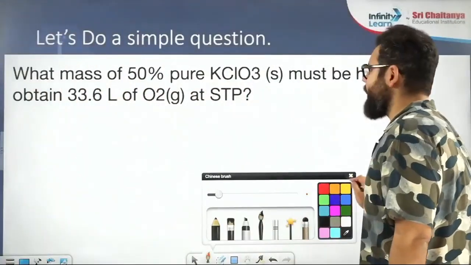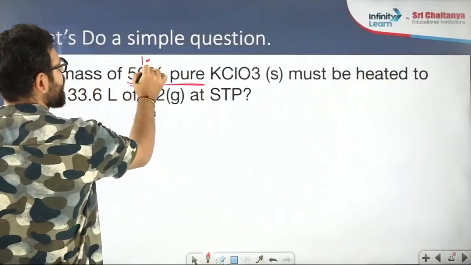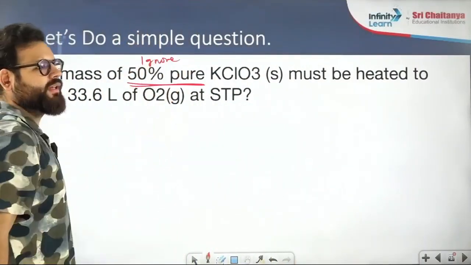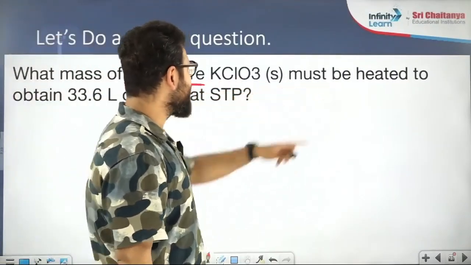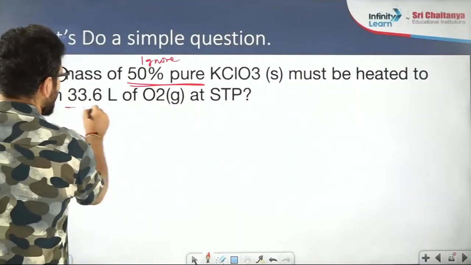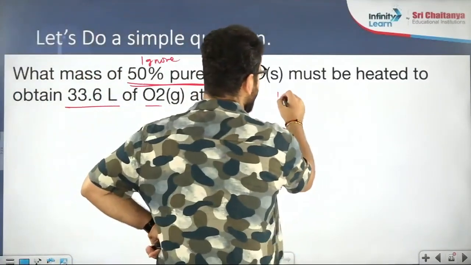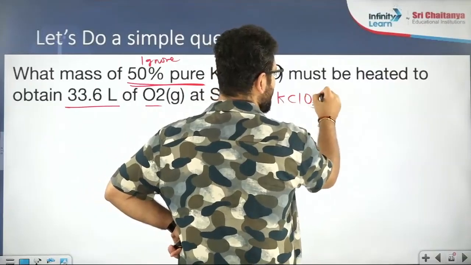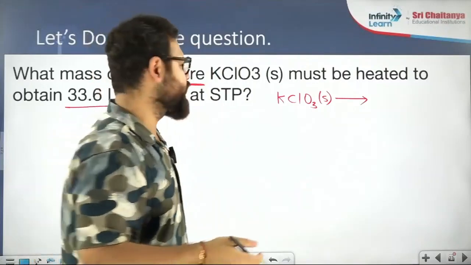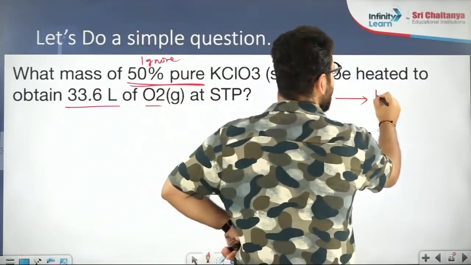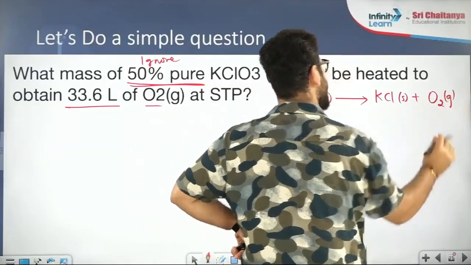Question goes like this. What mass of 50% pure KClO3 must be heated to obtain 33.6 liter of oxygen gas at STP? I will first ignore the purity. So what is the reaction? KClO3 is potassium chlorate. You remember this reaction now. They will give the reaction in the question. KClO3 on heating gives KCl plus O2. This is the reaction.